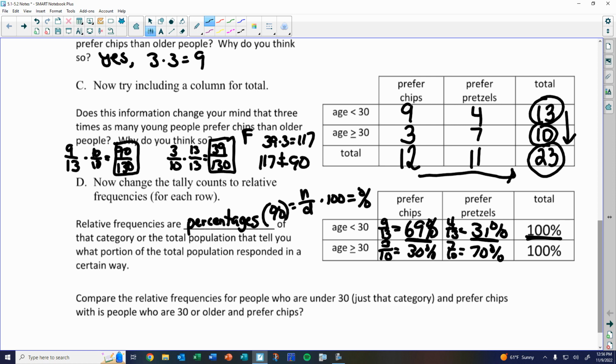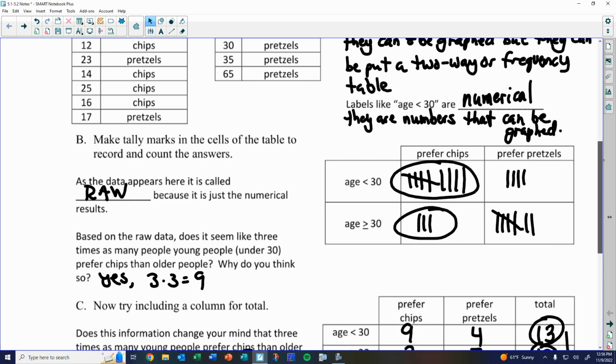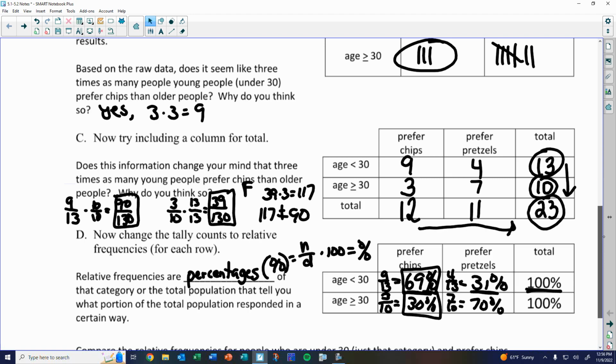So now let's take that same question. Are 3 times as many people under 30 likely to prefer chips than people over 30? Look at the percentages. Is 69% 3 times more than 30%? No. What percentage is 3 times more than 30%? 90. So this is a little bit more than double, not 3 times. Okay? So as you see, as we dive deeper into it, you can really get the true comparison of what the data represents, as opposed to up here just looking at straight numbers. Okay? All right.